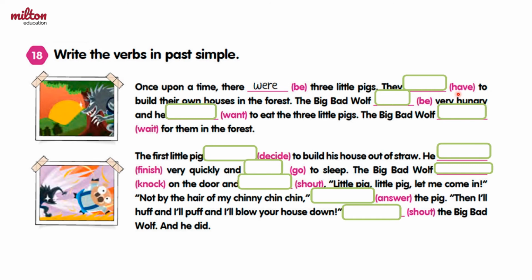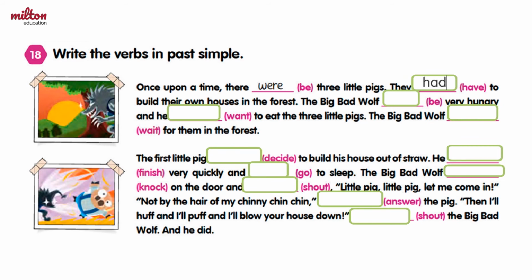What about here with the verb to have? They have to build their own houses in the forest. What happens with have in the past simple tense? Does the subject matter? Does it matter if it's they or I or you? No, it's always had.